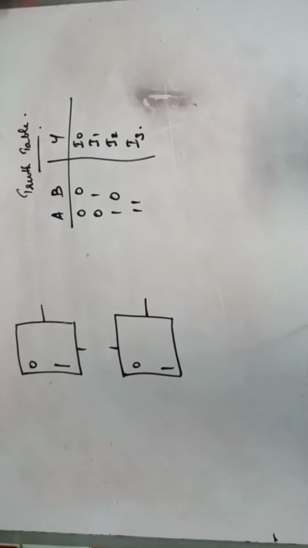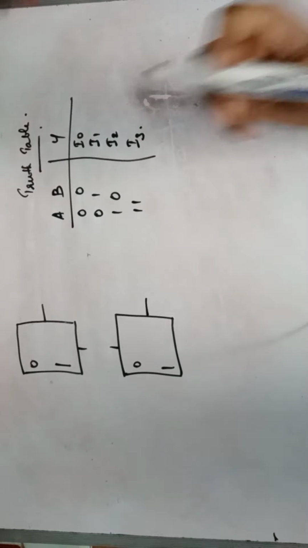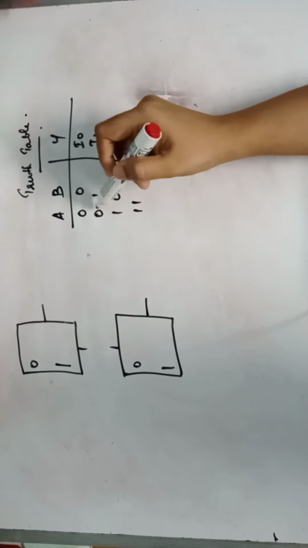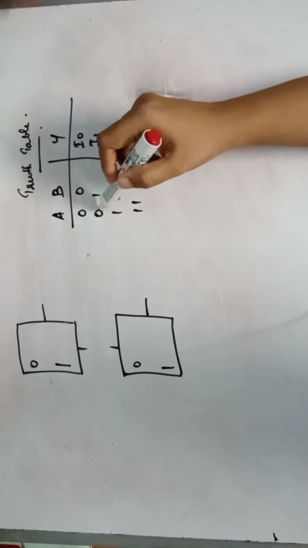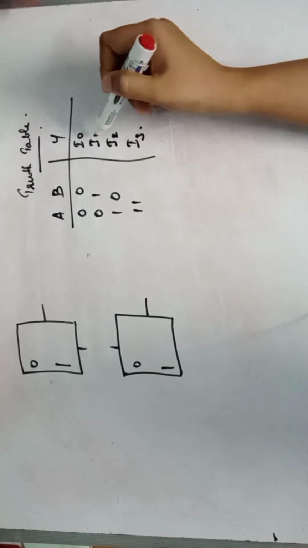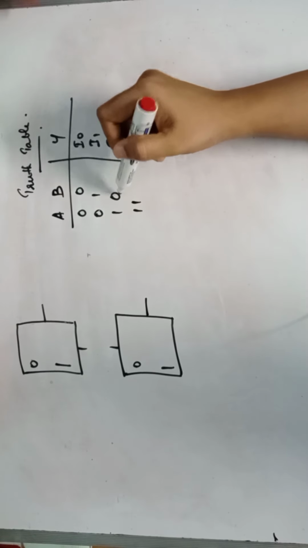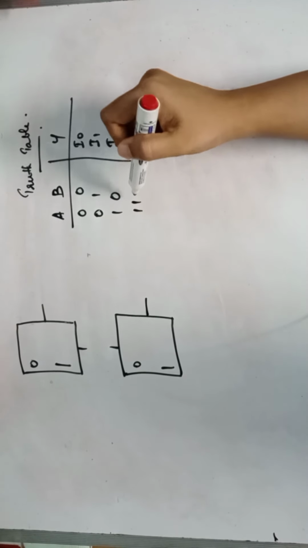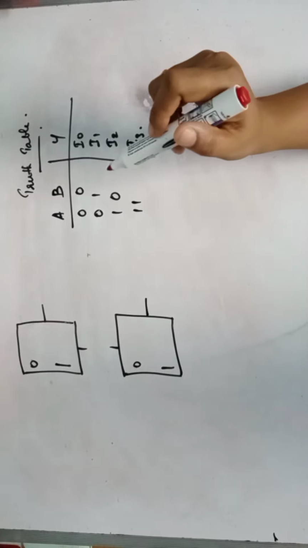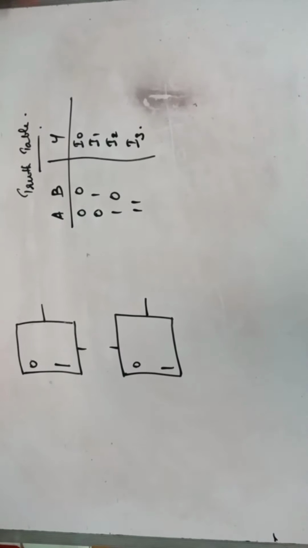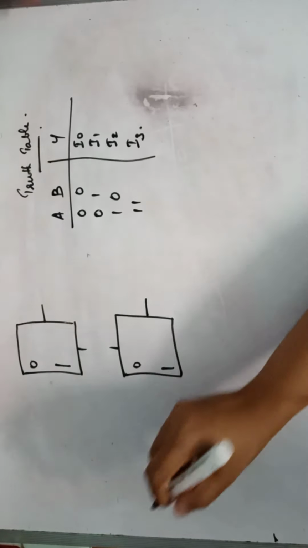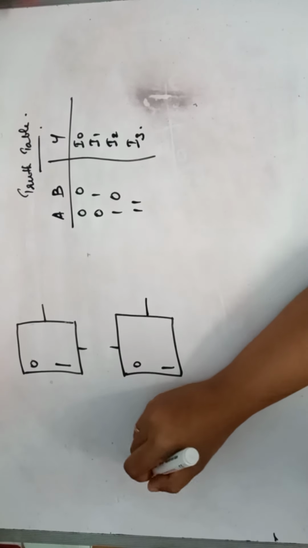Now let's check the truth table. What do we have here? When A is 0 and B is 0, I0 is selected. A is 0, B is 1, I1 is selected. A is 1, B is 0, I2 is selected. A is 1, B is 1, I3 is selected. Now in the case of mux ICs, we have another input which is called a control input.